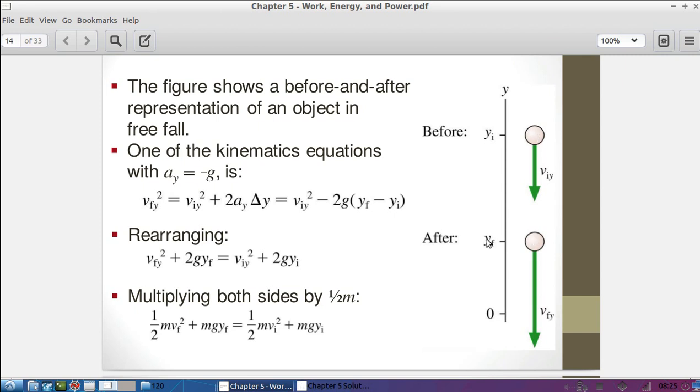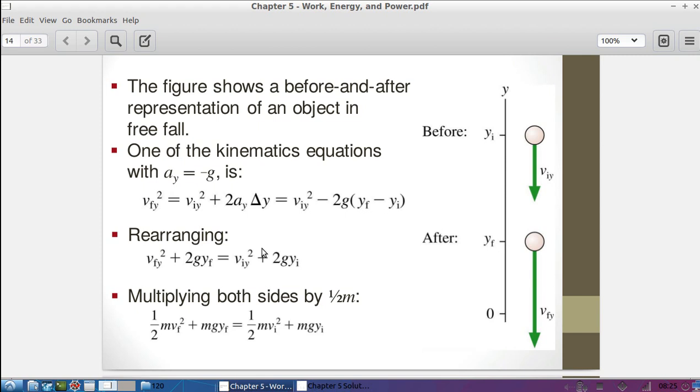So sometime later, it's at a position y final. It hasn't hit the surface of the Earth yet, and we'll talk about why I want the surface to be 0. It's at some final position sometime later. It's still got a final velocity. It's accelerating in free fall, force due to gravity. It's got some new velocity, so it's got a new kinetic energy, but it also has a new potential, because it is at some new position.